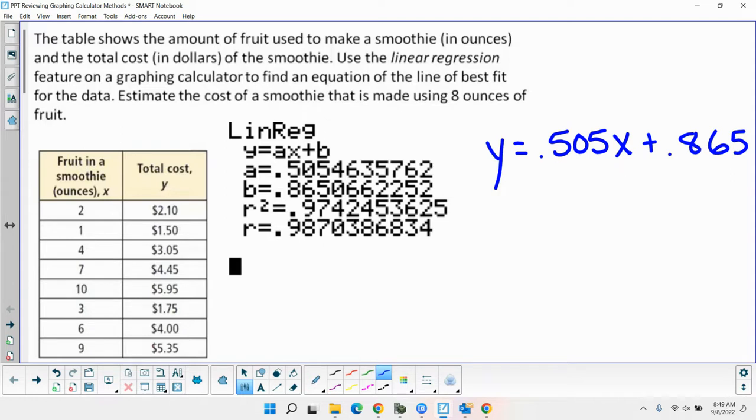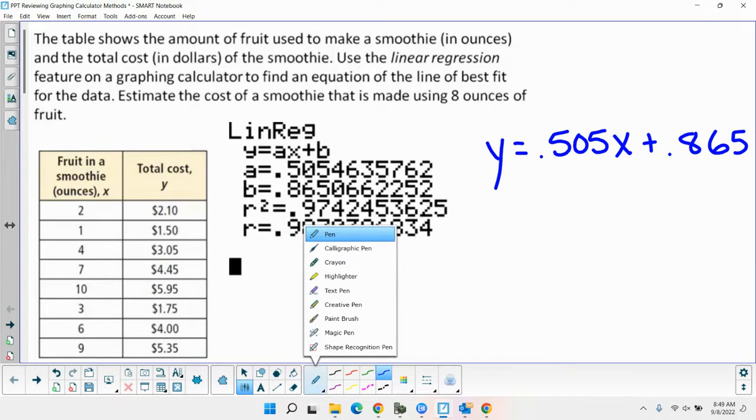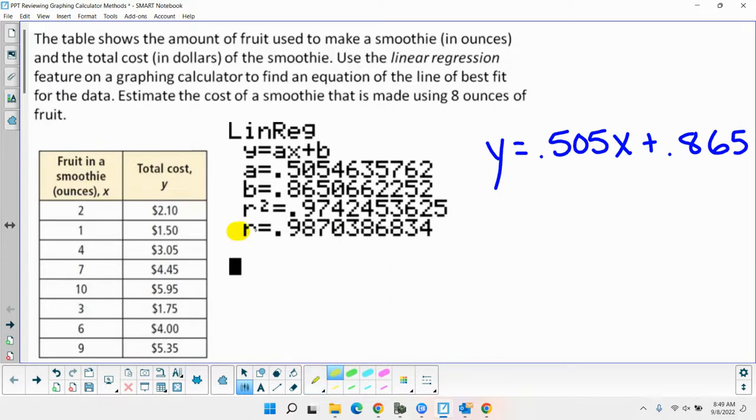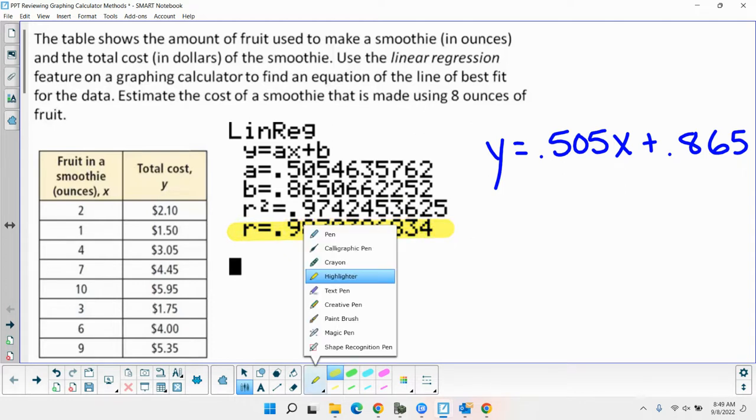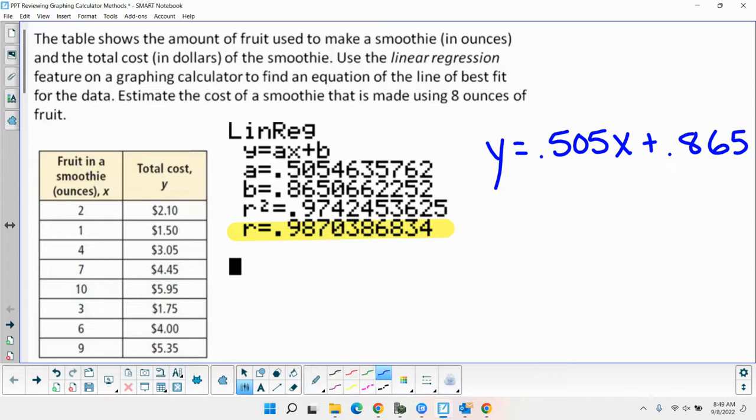All right, if they're asking for the correlation coefficient, that's the r value, if you're asked for that. Just looking at that, would you say this is a strong positive, strong negative, or no correlation? Jaylee? Strong positive.